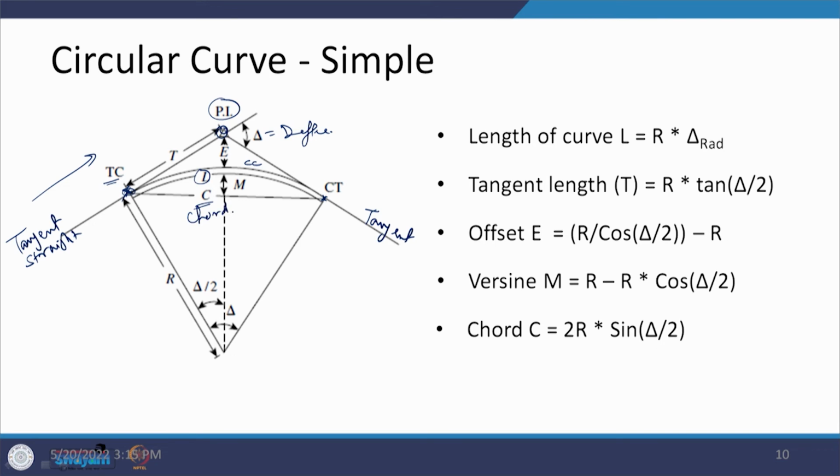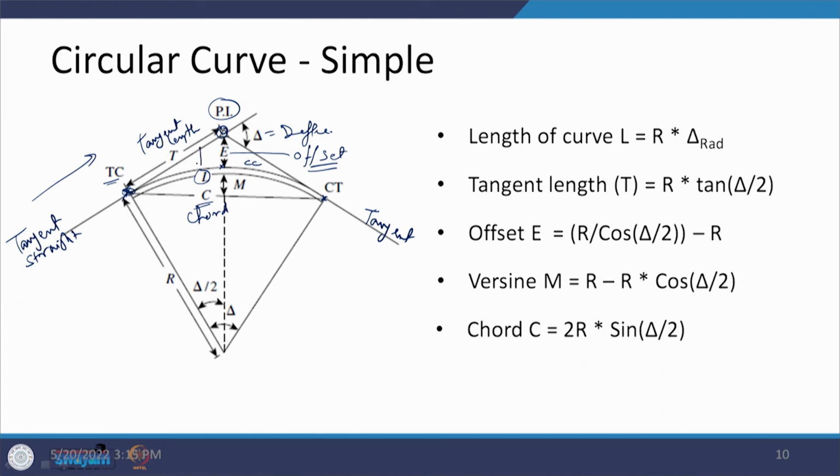Another thing is that the distance from the point where the curve has started to the point of intersection of the two tangents is defined as the tangent length. And from this point of intersection, the point just below it on the circular curve is defined as offset. This is required when you are going to trace the curve in the field using an offset method.